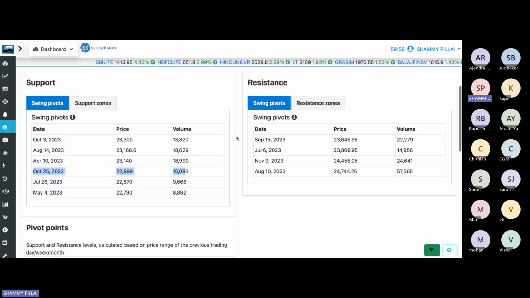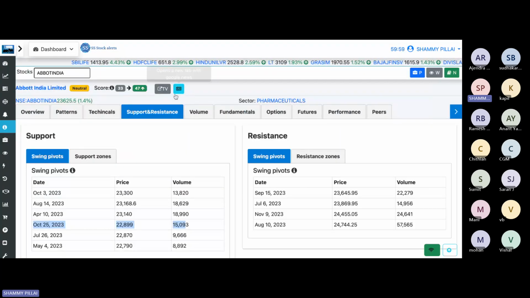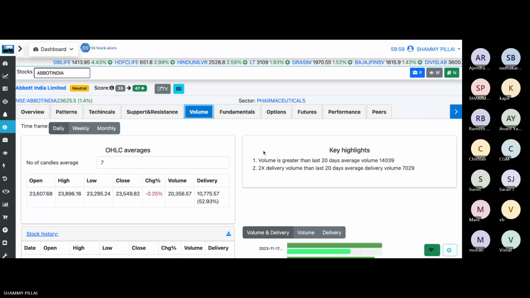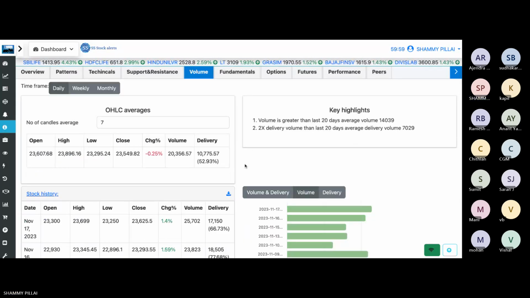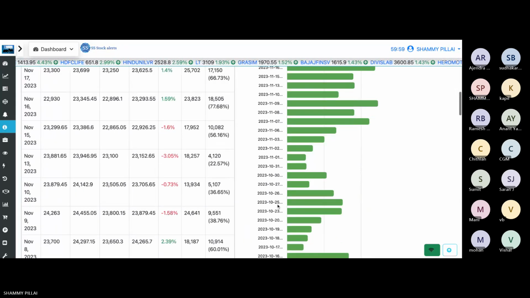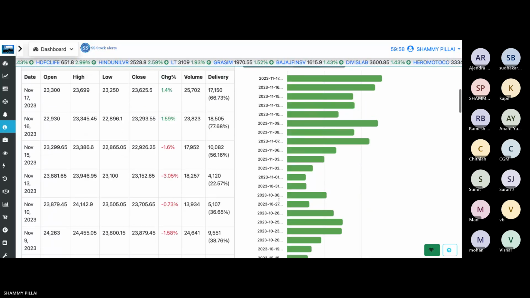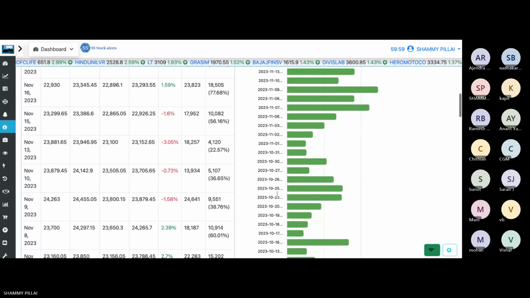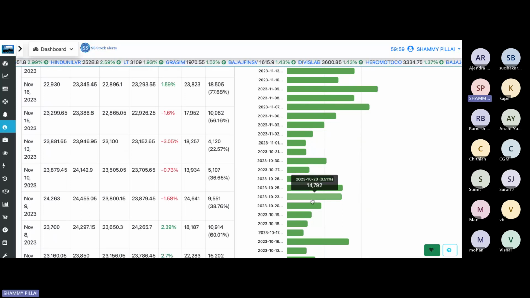And I think many of us are not checking volumes. This is the volume.